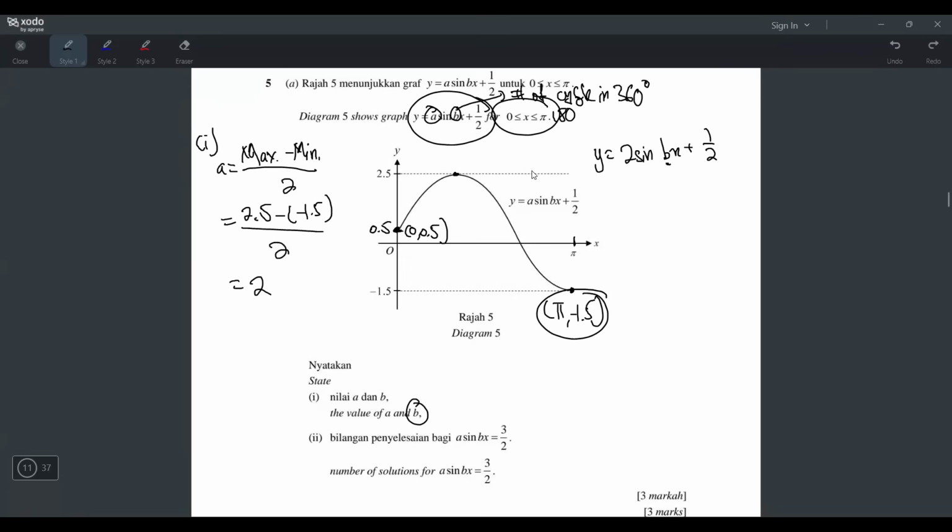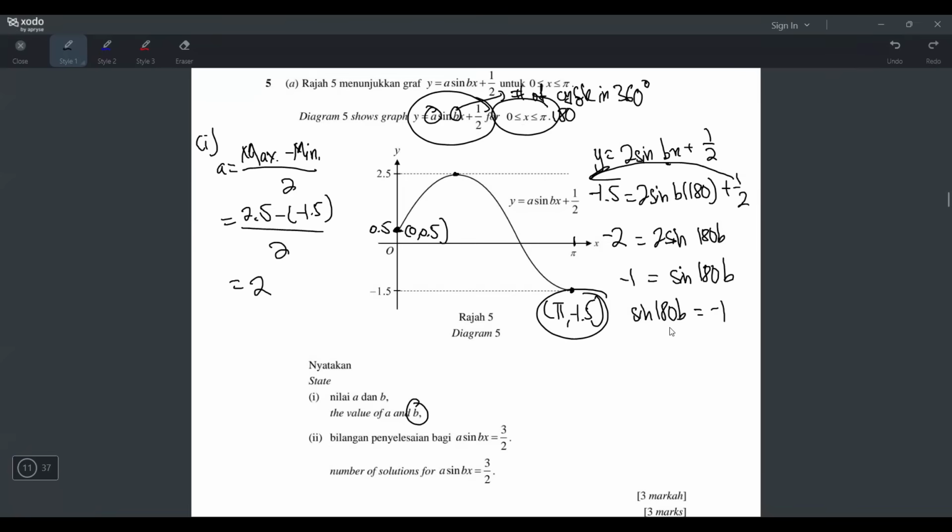When you sub y, you write negative 1.5. When you sub x, you sub pi, but wait, if you have sine in front, you should always convert to degrees. This pi is in radians, and I told you already pi is 180, so you put 180, and then plus 1/2. Now I will leave the 2 sin here. 180 times b is just 180b. And then the 1/2, I will move to the other side, so it becomes negative 1.5 minus 0.5, since 1/2 is 0.5. So it's negative 2, and then divide by 2 is negative 1. And here is sin 180b. Okay, if sin 180b equals negative 1, how do we find b?